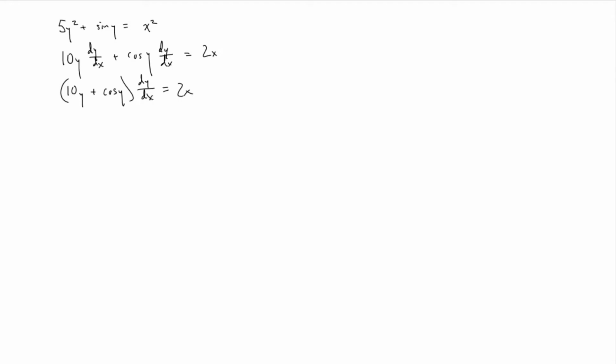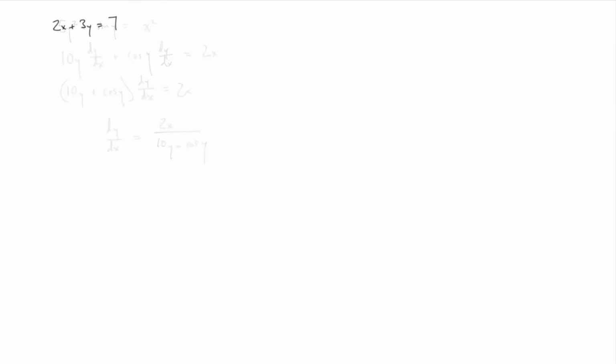And now we're in great shape. All we have to do is divide both sides by 10y plus the cosine of y. And that gives us that dy dx is 2x all over 10y plus the cosine of y. Okay, your turn. Start with this one. Take a moment, see if you can figure this out by implicit differentiation, find dy dx. So pause the video, and when you're ready, start it back up.